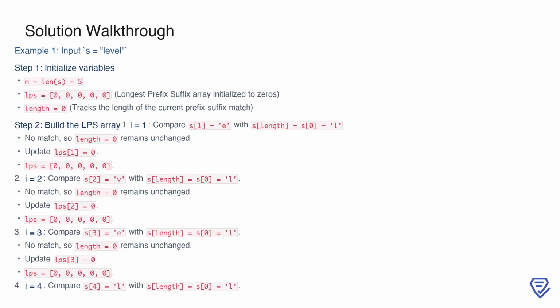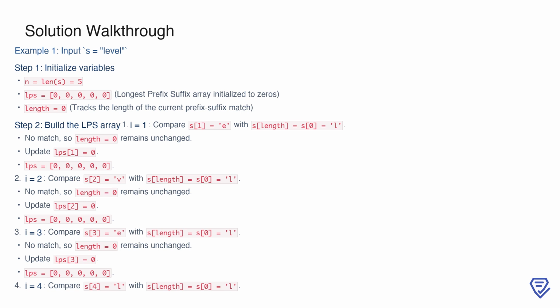We begin by examining the input string "level". First, we initialize our variables. The length of the string, n, is 5. We create the longest prefix-suffix array, or LPS array, initialized to 0, 0, 0, 0, 0. This array helps us track the length of the longest prefix that is also a suffix as we iterate through the string. Additionally, we set the variable length to 0, which will be used to track the current prefix-suffix match length.